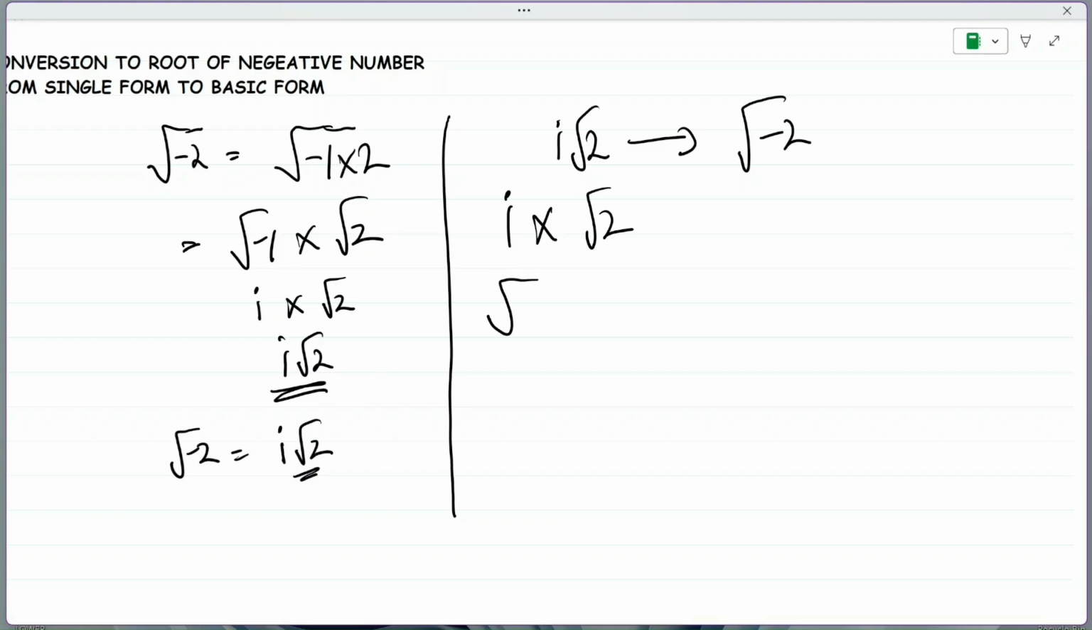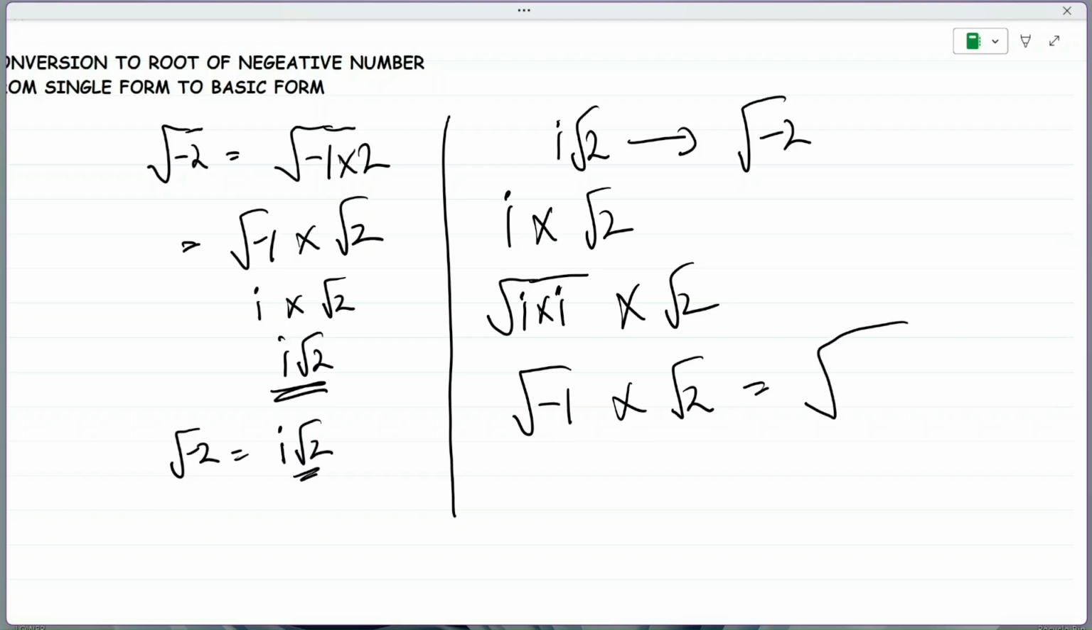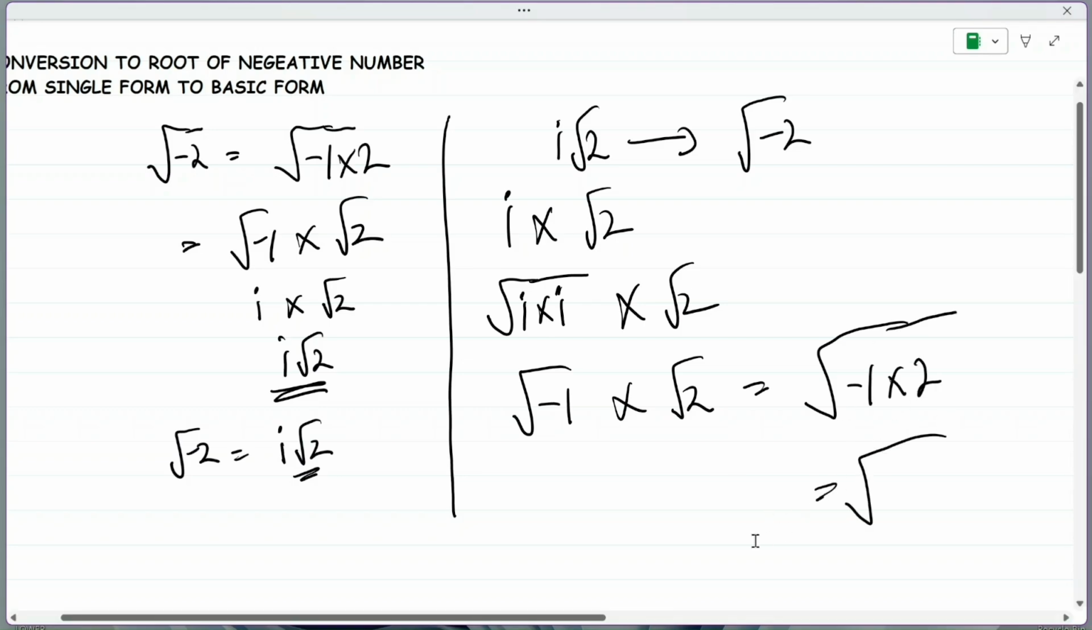What will give us i in square root is i times i. You multiply it by itself to bring it back under square root. Then you still have times root 2. This times root 2. i times i is minus 1. So you have the square root of minus 1 times square root of 2. At this point, since they are linked by times, we can group them together. We have square root of minus 1 times 2. Square root of minus 1 times 2: minus times plus is minus, 1 times 2 is 2. So we have it as square root of minus 2.